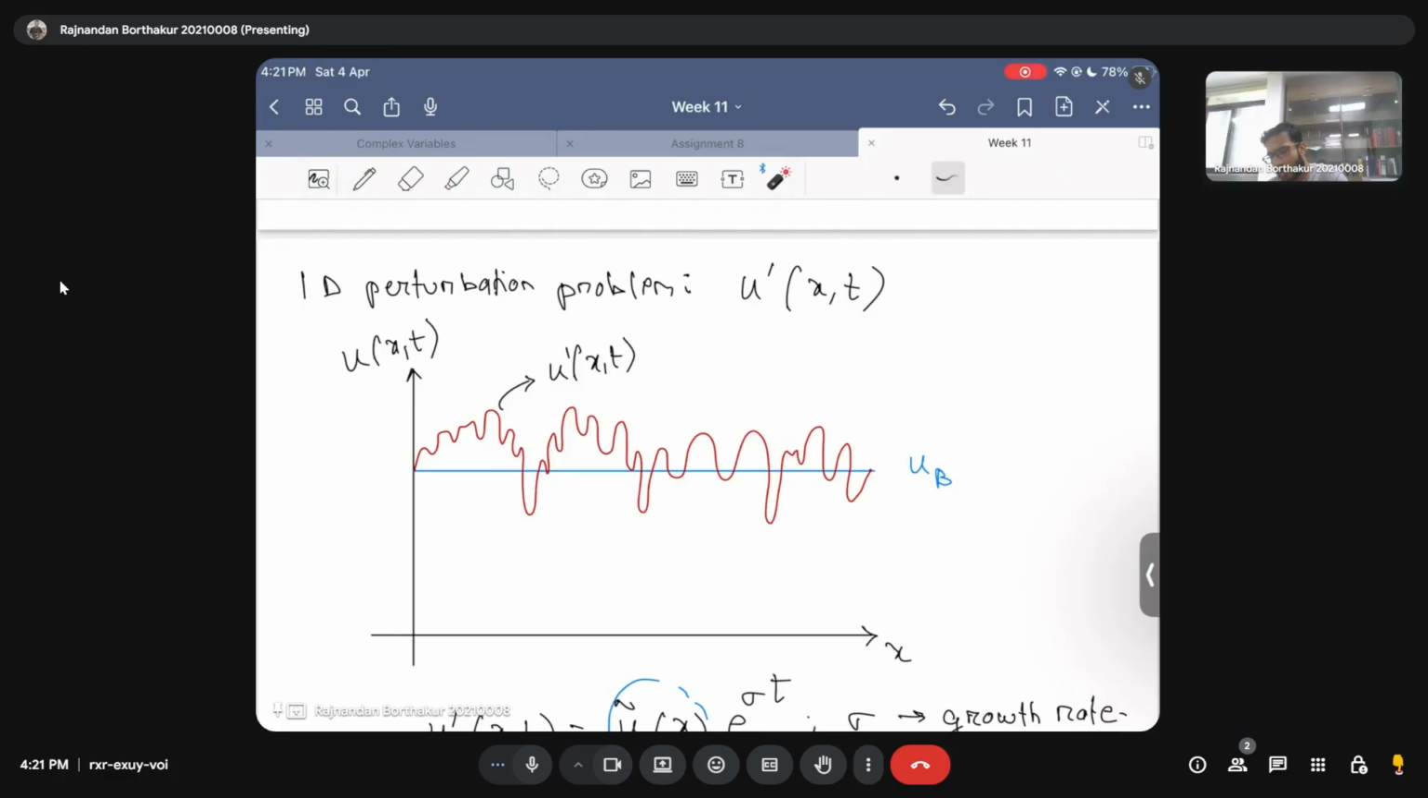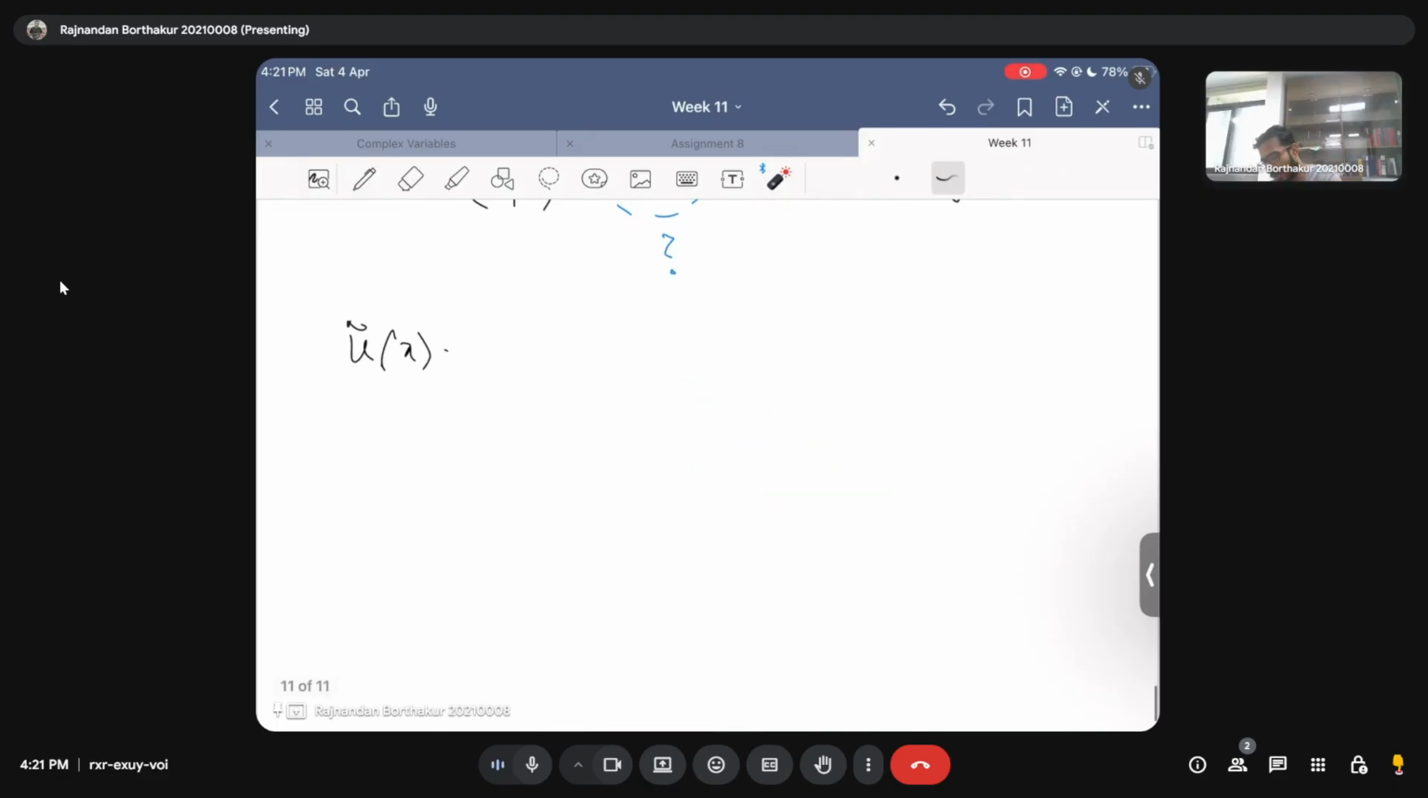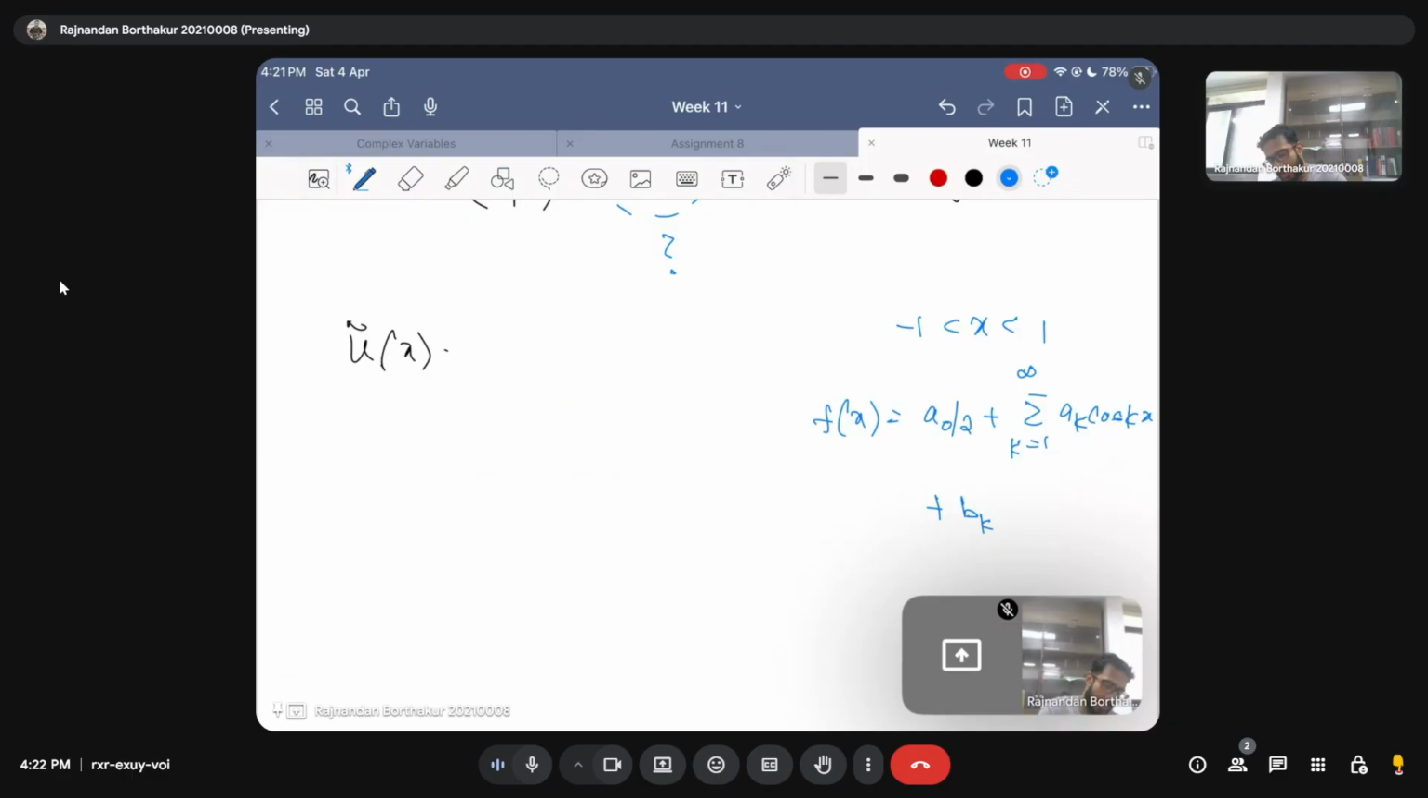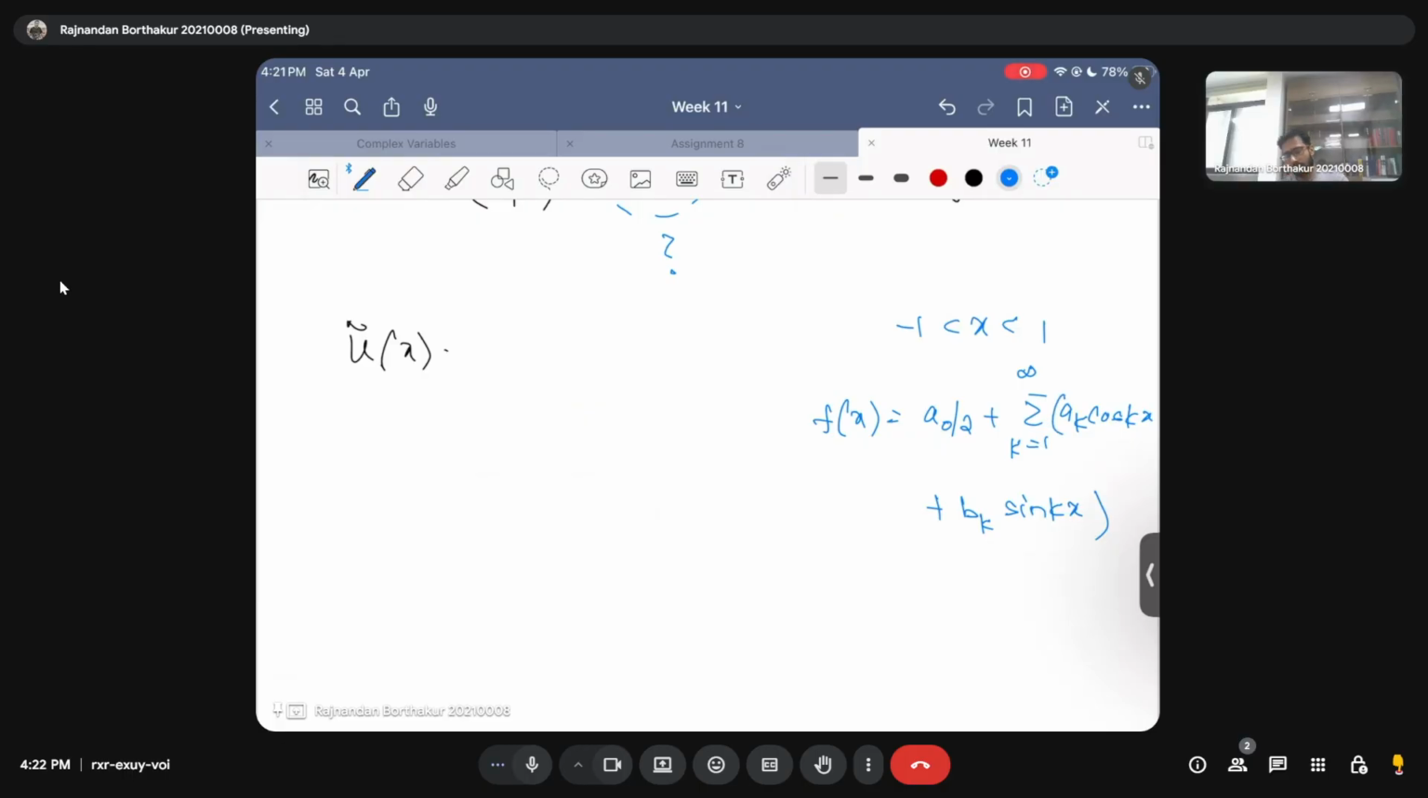We saw that if we have any arbitrary function along x, where x varies from -1 to 1, I can effectively write f of x as something like a naught by 2 plus the sum over k equal to 1 to infinity of ak cos kx plus bk sin kx.